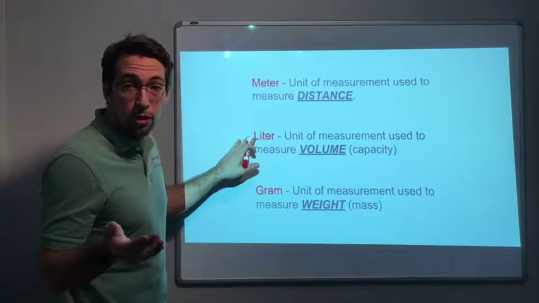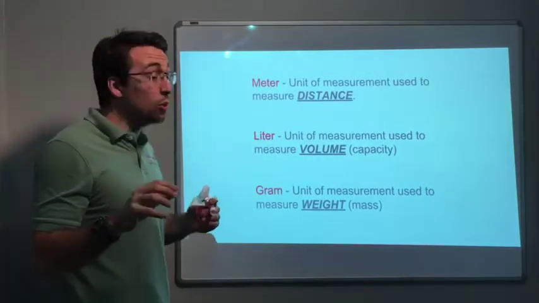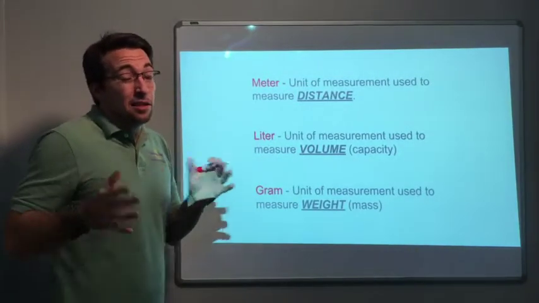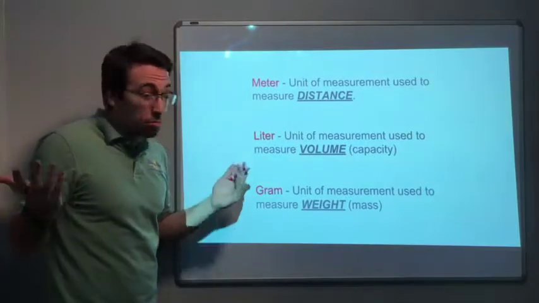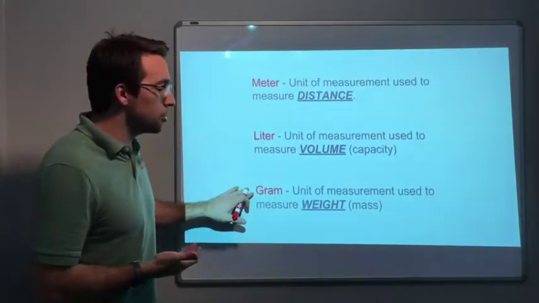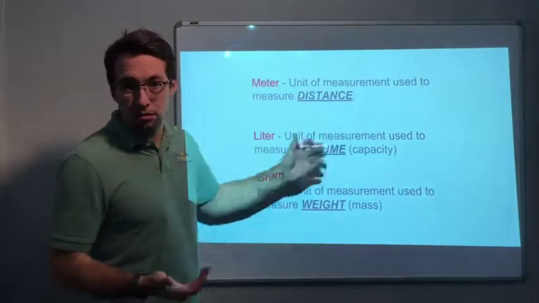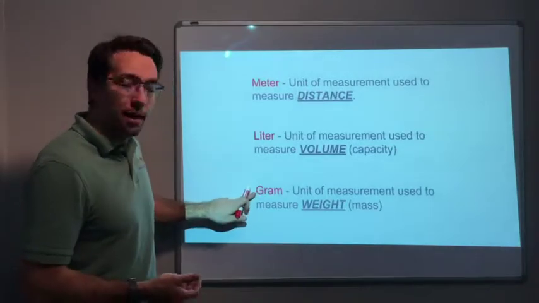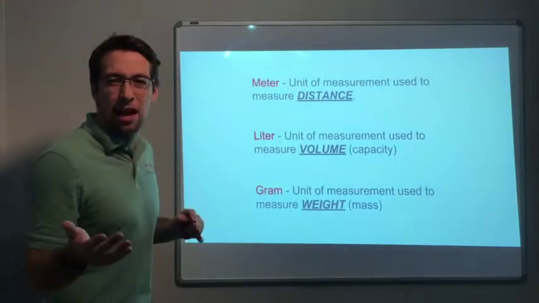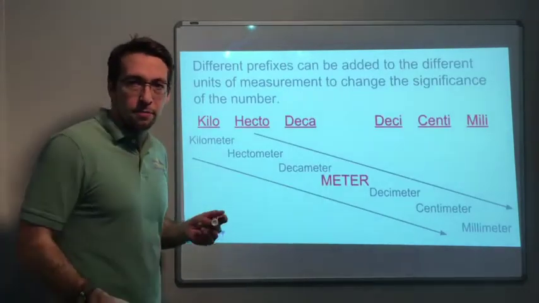Liters measure volume. So imagine buying a 2-liter or 3-liter soda at the grocery store, right? So a liter is roughly the size of a quart. And then a gram. Grams are measurements of weight or mass, okay? Meters are distance or length. A gram is roughly the weight of a paperclip, okay? But let's get into this.